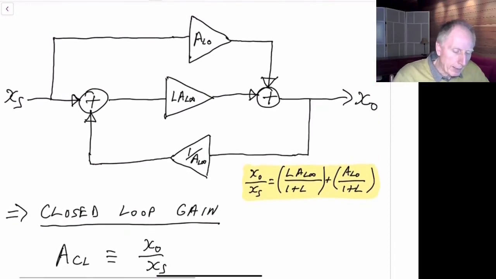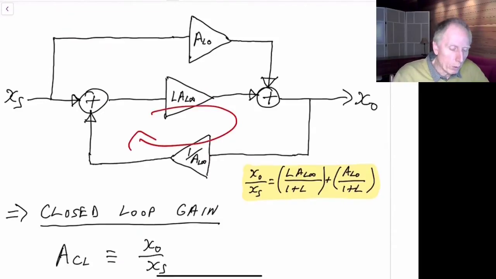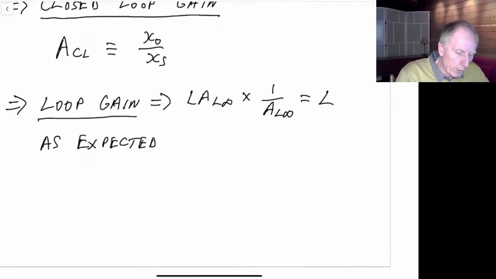And just as a sanity check before we move on, let's make sure that our loop gain here is equal to L. Well, our loop gain is going to be this term, which is L times A sub L infinity, times 1 over A sub L infinity. And so if you do that, we see we're just multiplying these two together. And then we'll be able to cancel out the two A sub L infinities, and we get L as expected.